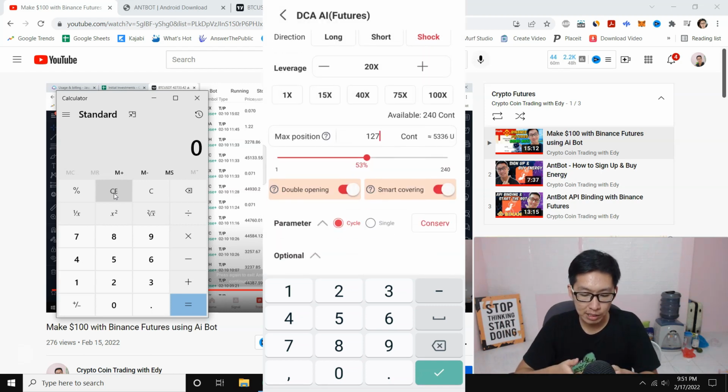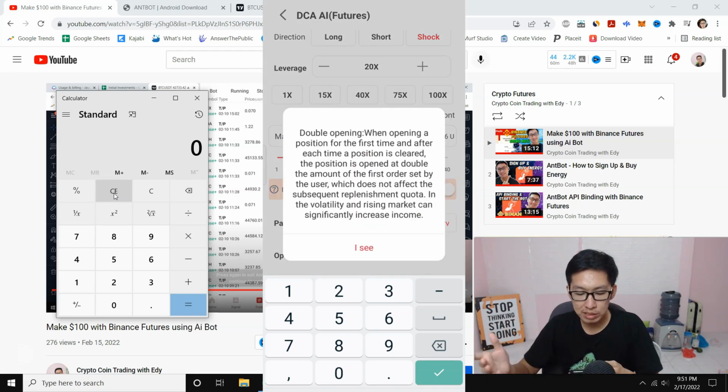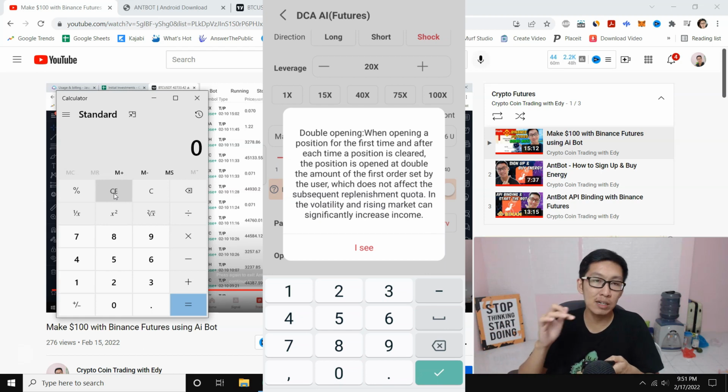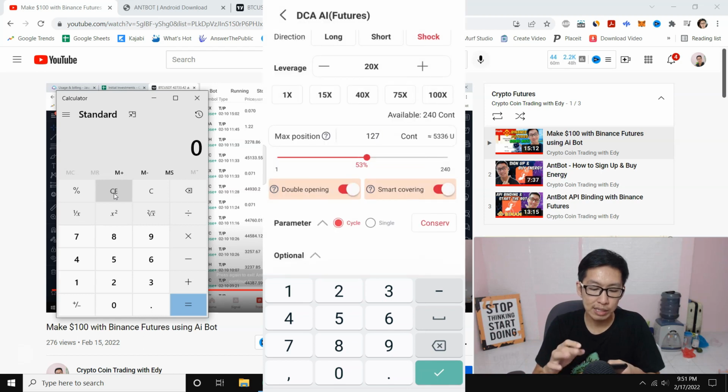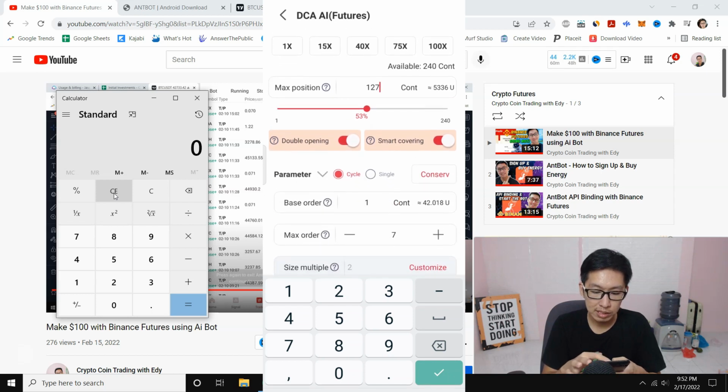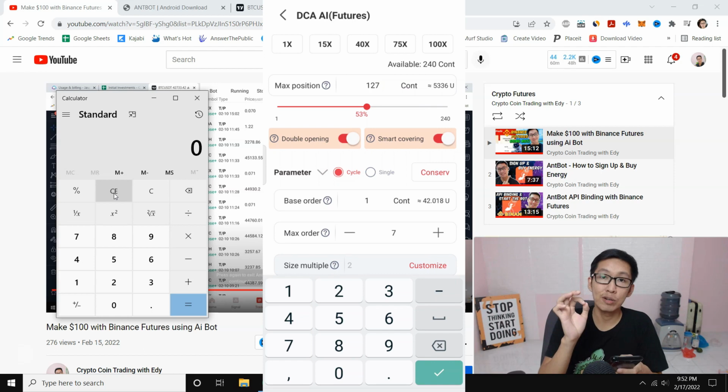And then there's double opening and smart covering. Double opening means when opening a position for the first time, after each time the position is cleared, the position is opened at double the amount of the first order set by the user, which does not affect the subsequent replenishment quota. In a volatile and rising market, it can significantly increase income. So it just means when you click on the parameter, you will see here the base order. That is your base order. Double opening means that it will multiply.